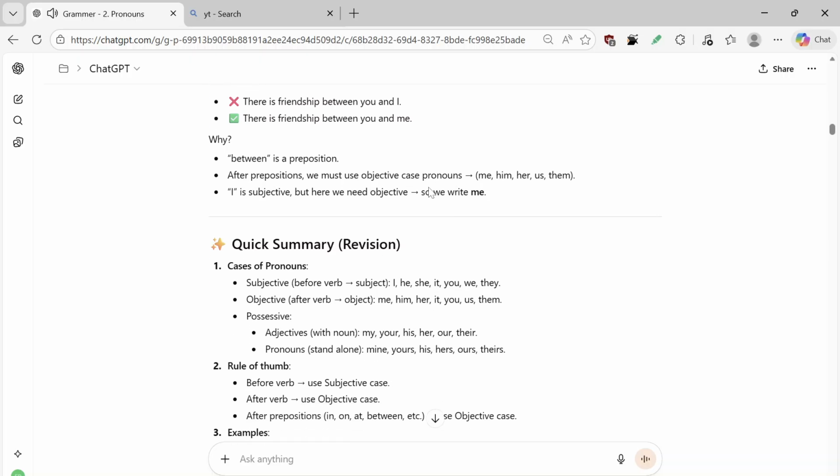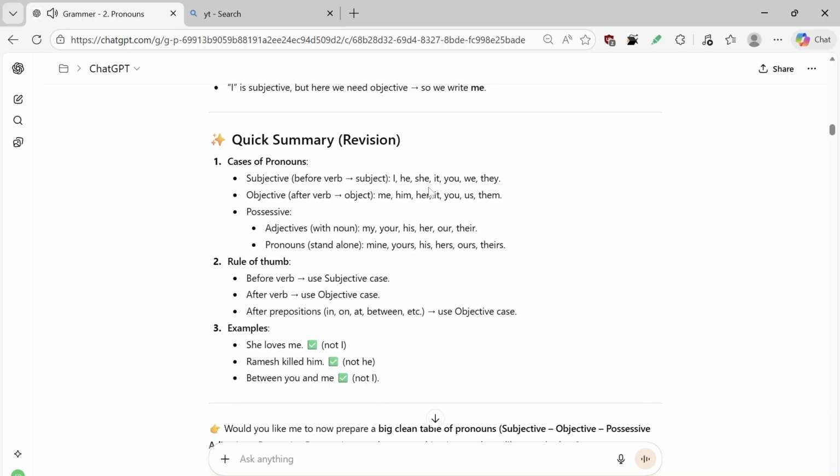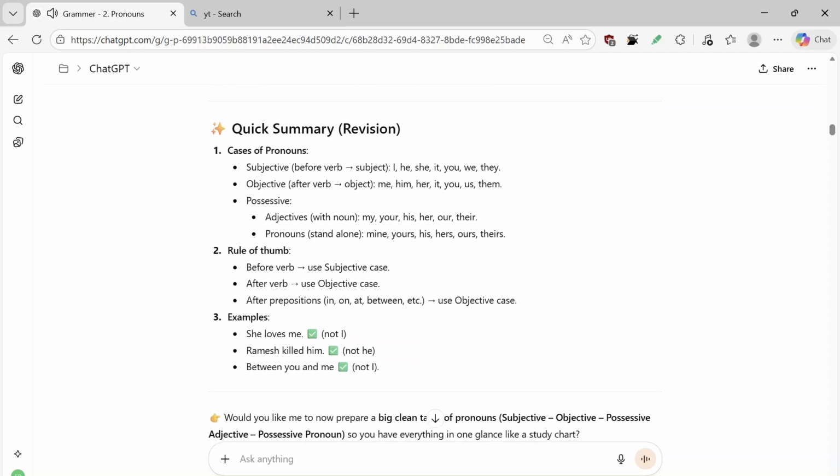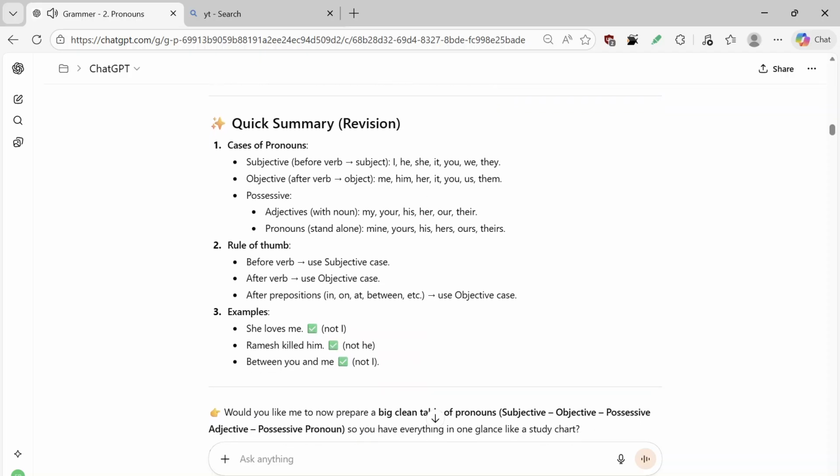Quick summary. 1. Cases of pronouns. Subjective, before the verb, subject: I, he, she, it, you, we, they. Objective, after the verb, object: me, him, her, it, you, us, them. Possessive adjectives, with a noun: my, your, his, her, our, their. Possessive pronouns, stand alone: mine, yours, his, hers, ours, theirs.